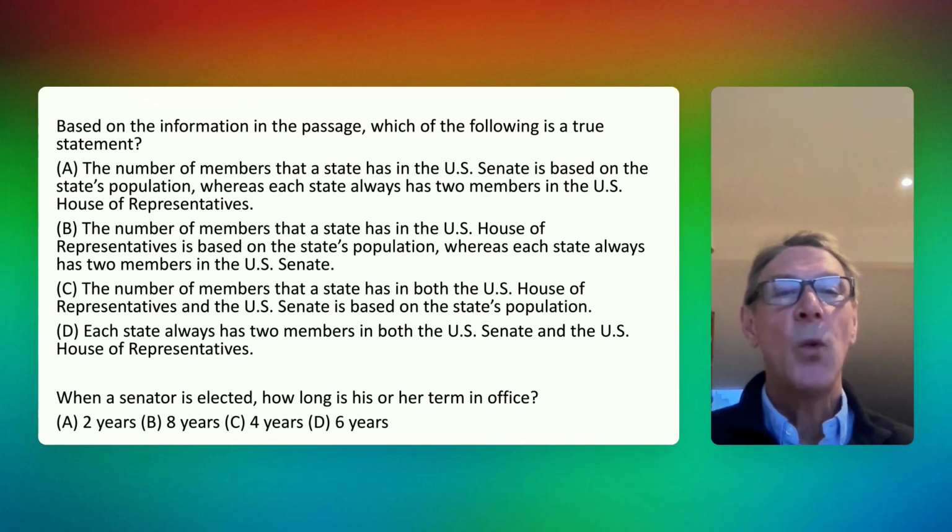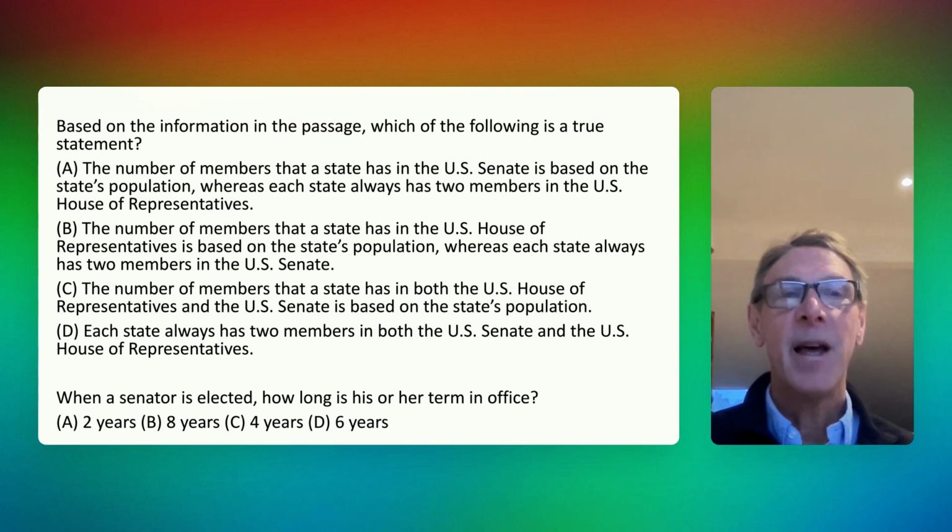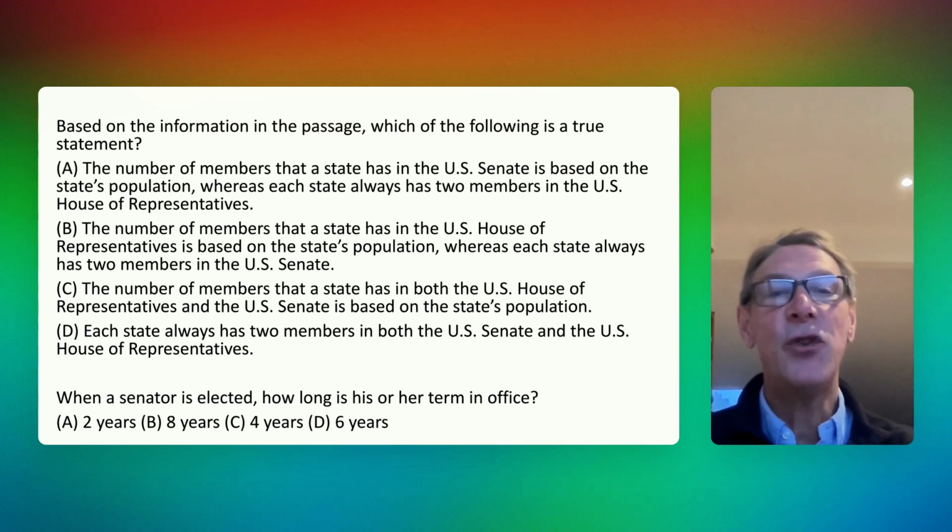Next question. When a senator is elected, how long is his or her term in office? Well, the answer is 6 years. And it says it. And you should also know that Senate votes are every 6 years, House of Representatives are every 2 years. The answer is 6 years.